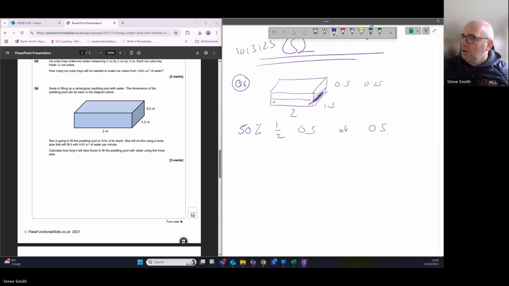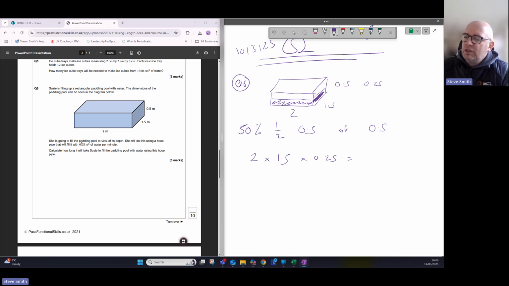So the volume, to work out, we need 3 dimensions, because remember, volume's with a little 3 at the end. So we've still got 2, still got 1.5, because those are the layer dimensions, and then layers up we want times by 0.25, and that'll give us the volume. We'll get a calculator out in a second, and then we'll have a look at what happens next. So she's going to fill the paddling pool up. We'll use a hose pipe that will fill up 0.05 meters cubed of water per minute. Calculate how long it'll take Susie to fill the paddling pool.